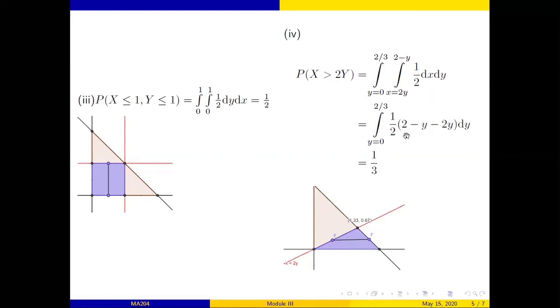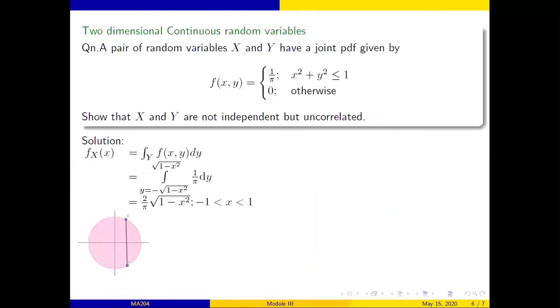So this has to be integrated. The integration procedure is very simple. The first integration, 1 by 2 times integral dx, is simply x between the pair of limits. So we have 2 minus y minus 2y, dy. And after the next integration and substitution of the limits, we have the final answer equal to 1 by 3. So we completed the whole question. We completed the 4 parts of the given question. Hope you understand this particular question.